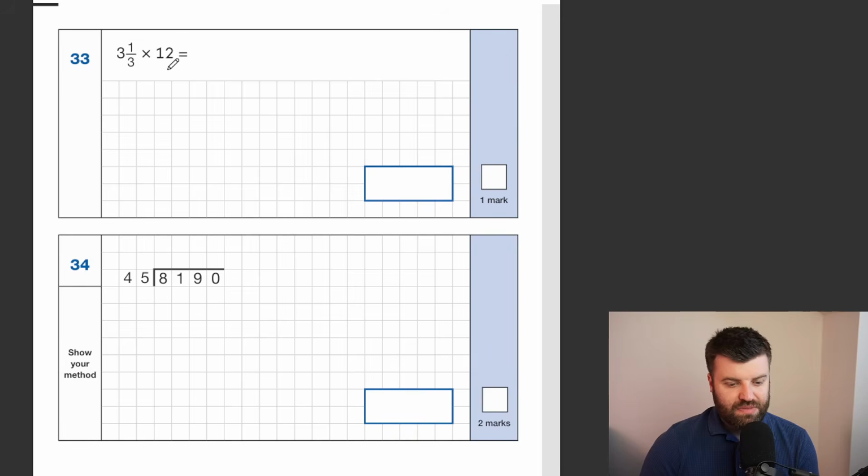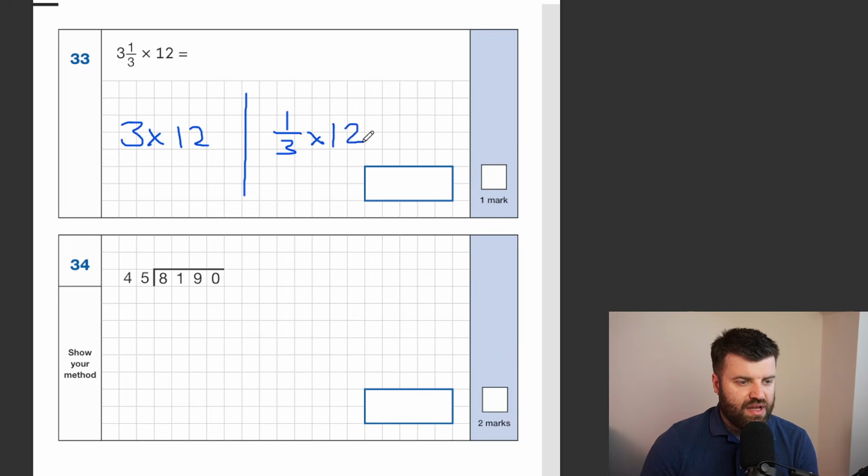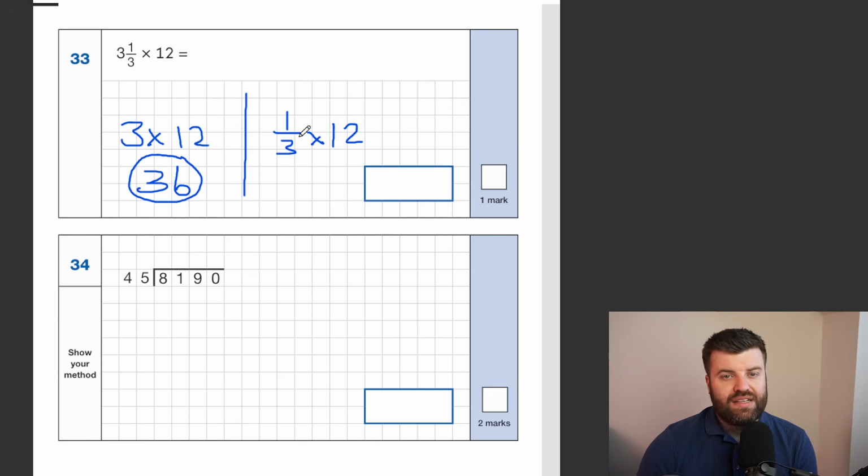3 1/3 multiplied by 12. Well, here again, I would be splitting up the integer and doing 3 times 12 as one part, and I would be doing 1/3 times 12 as the other part, and adding them together at the end. 3 times 12 is just straight up times tables. That's 36. And then 1/3 times 12, well, that's going to be the same as 1/3 of 12. So we can just divide it by 3 and we get the answer 4. If I combine these together, 36 plus 4, the answer is 40.